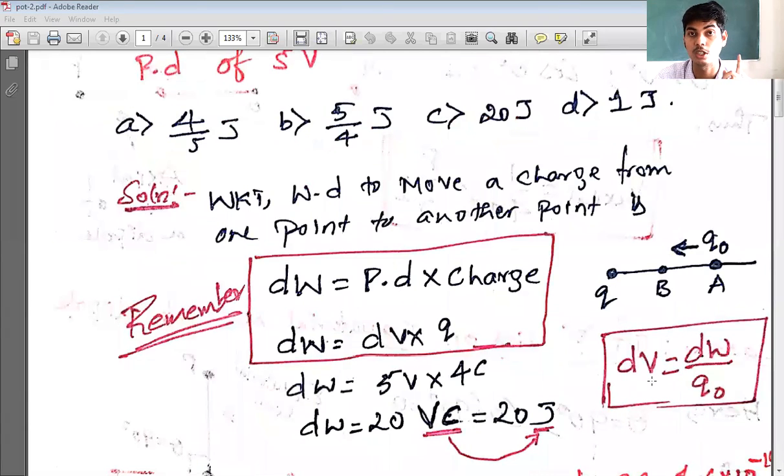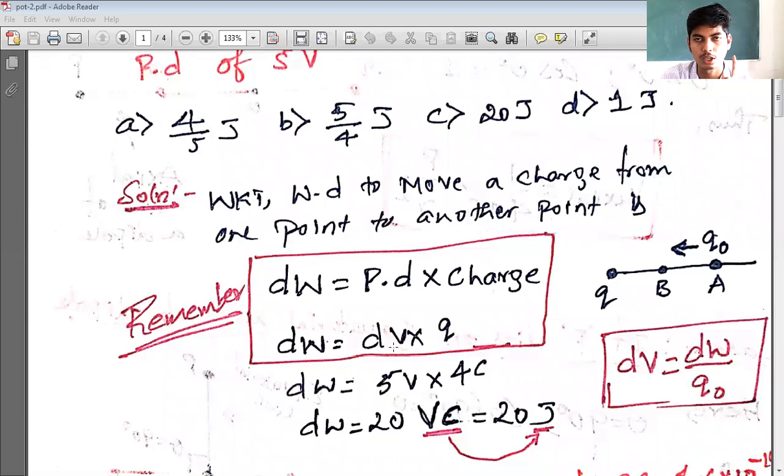Potential difference between any 2 points in electric field is defined as amount of work done to move a unit positive test charge from one point to another point. dV is equal to dW by Q naught. Hence dW must be equal to dV into Q naught. Work done to move a charge from one point to another point in the electric field is potential difference into charge. So work done is equal to potential difference dV into charge Q.